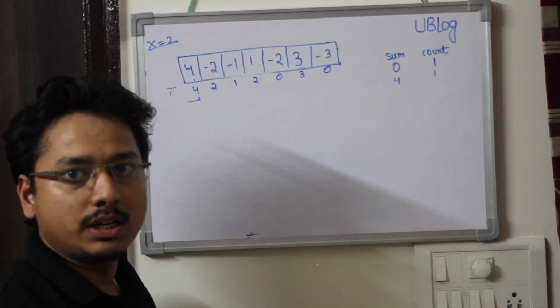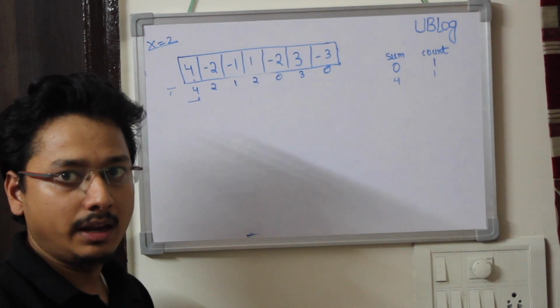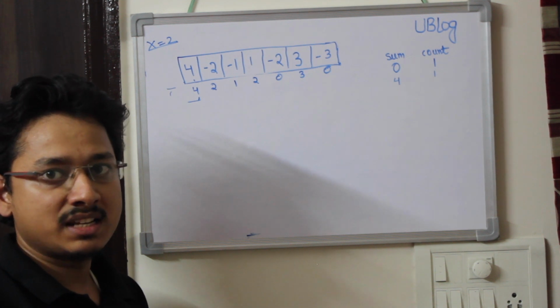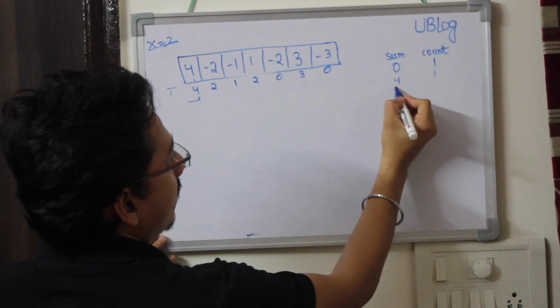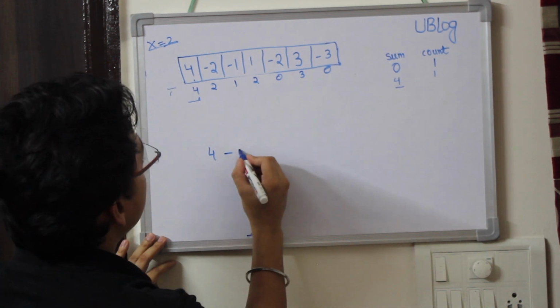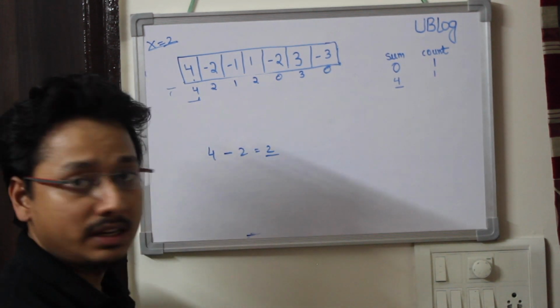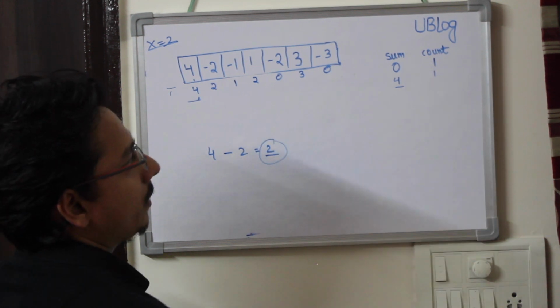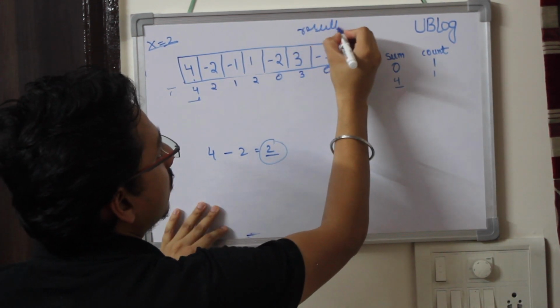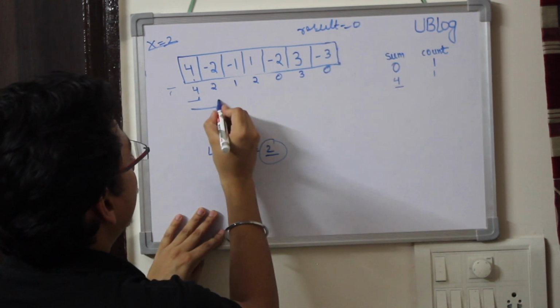At each index I need to check if there is a subarray before that whose sum is the current sum minus x. So my x is 2 and current sum is 4. So I need to check, do I have a subarray with sum current sum minus 2? So do I have any subarray with sum 2? No, I don't have. So my result will be 0.